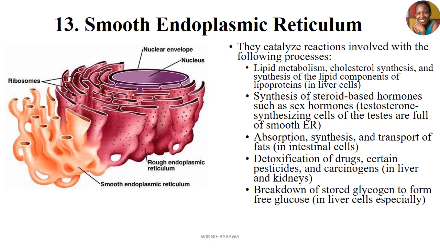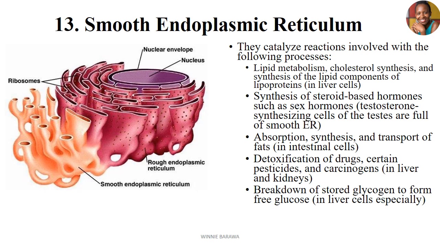However, how does it ensure that all these functions are carried out smoothly? We've said that the smooth endoplasmic reticulum focuses on lipid synthesis and destroying all these unnecessary materials. So number one, because it focuses on lipid metabolism, the smooth endoplasmic reticulum will be involved in some of these processes. One of them is lipid metabolism, cholesterol synthesis, and synthesis of the lipid components of lipoproteins. All this happens majorly in the liver.